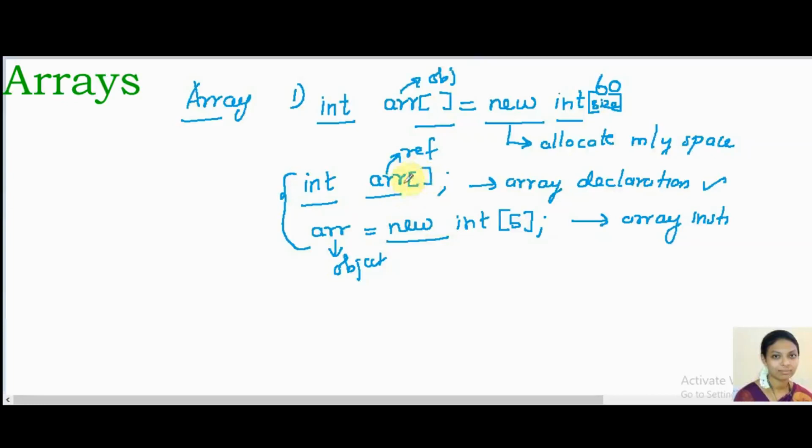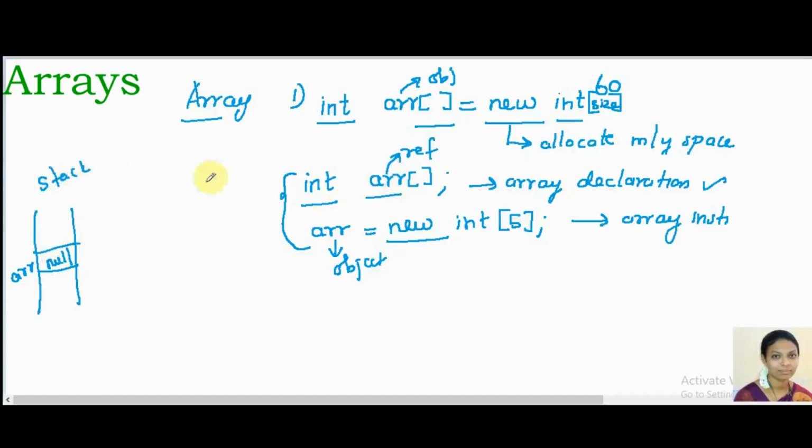Why are we saying it is an array reference? Because if you see here in the memory, if I do only this array declaration, what happens? In the stack memory, an array variable ARR is created. And what is there? Nothing initially when I do the declaration. Null will be there. So when I just do the array declaration, no memory is allotted, just an array reference is made in the stack memory.